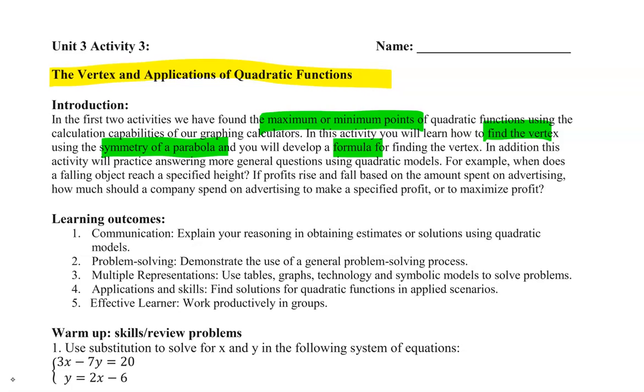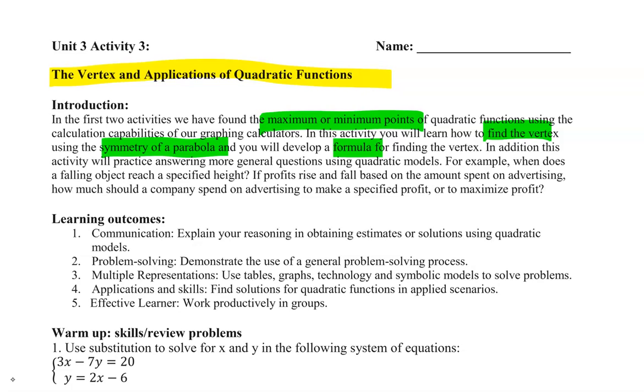For example, when does a falling object reach its specified height? If profits rise and fall based on the amount spent on advertising, how much should a company spend on advertising to make a specified profit or to maximize profit?